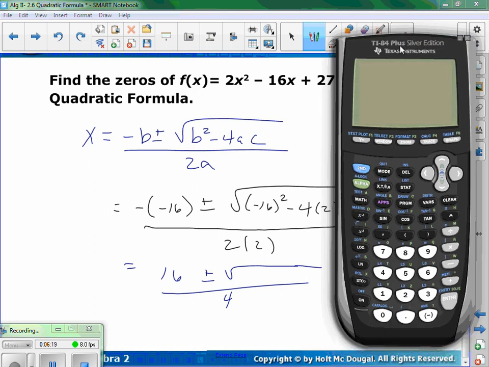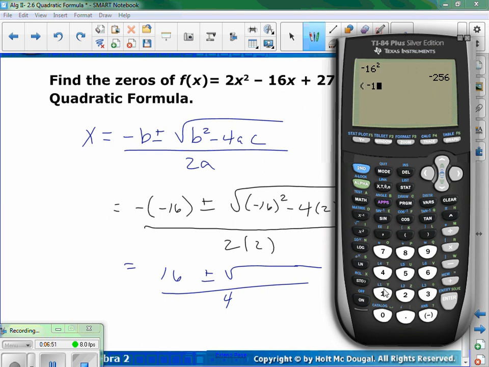Negative 16 squared. Now, if you're going to use a calculator, you need to be careful. If I type this and then hit squared, it's going to tell me negative 256. But what's a negative times a negative? Positive. Did I tell the calculator, take negative 16 squared? I told the calculator, take negative 16 squared.